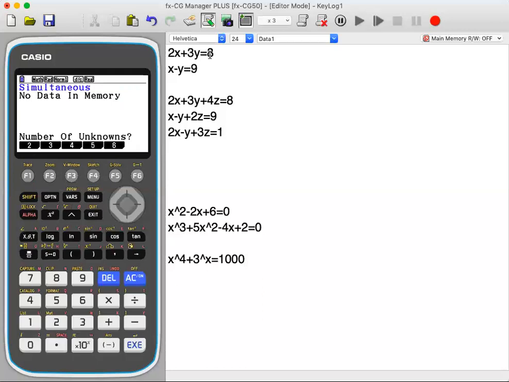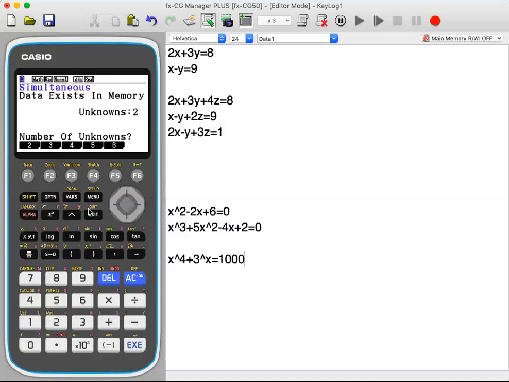I want to solve, let's say, this kind of equation, the first one. You're going to press number of unknowns as 2. Here, if I press 2, it shows clearly the values to be input: 2x plus 3y equals 8, x minus y equals 9. If I want to solve this equation directly on the GDC, how do we do this? Simply, it asks you to input the coefficients and it gives you the value.